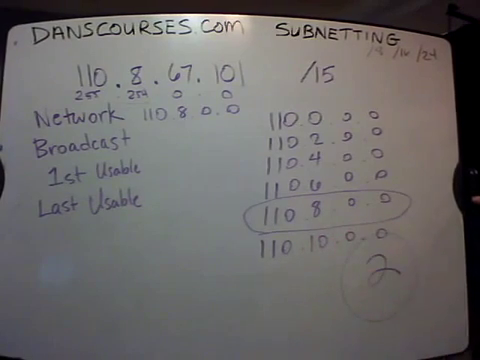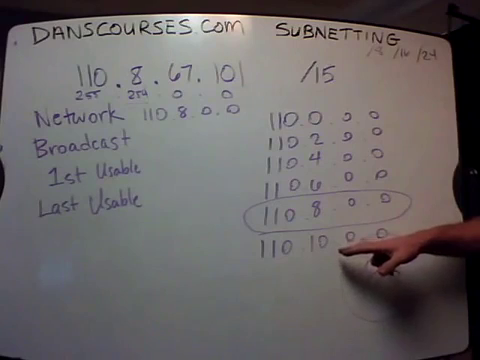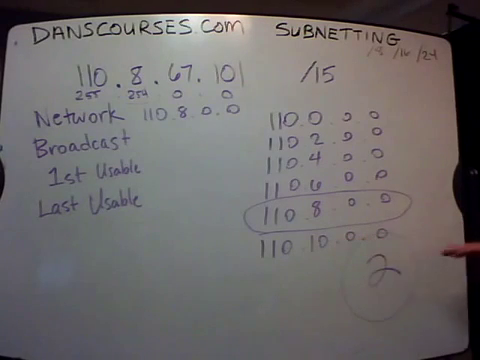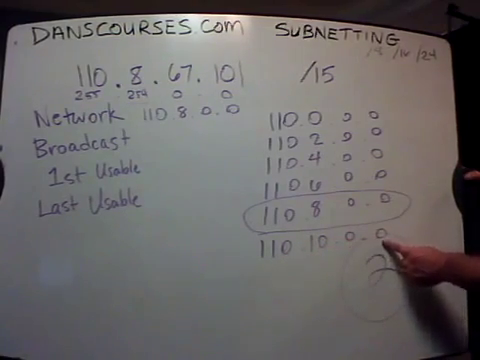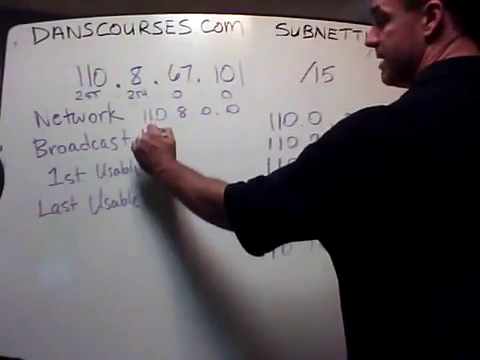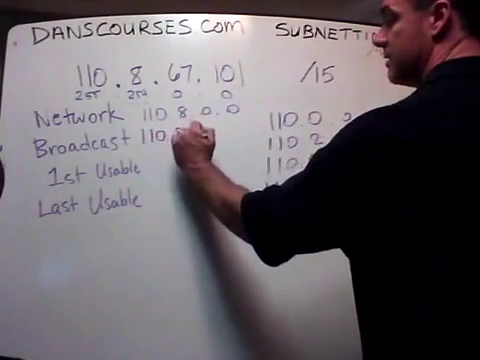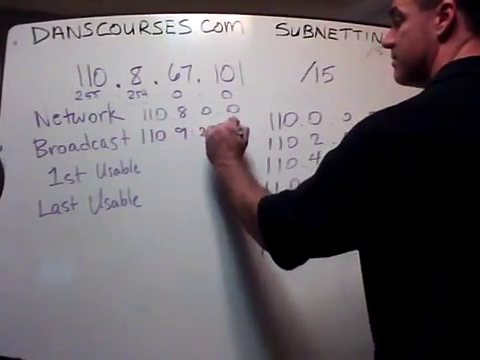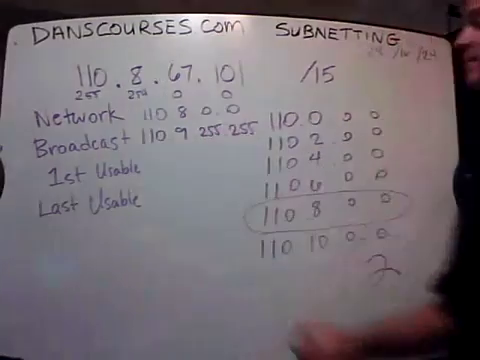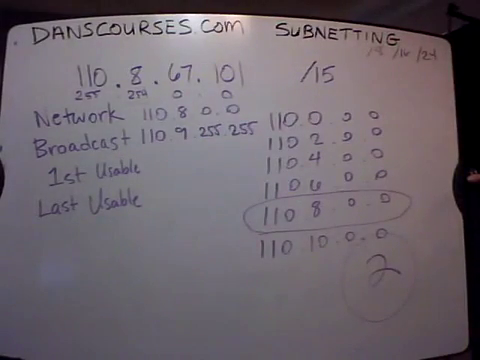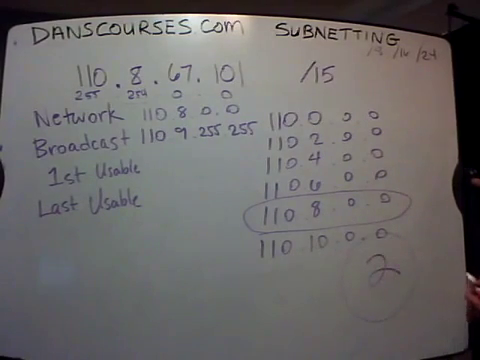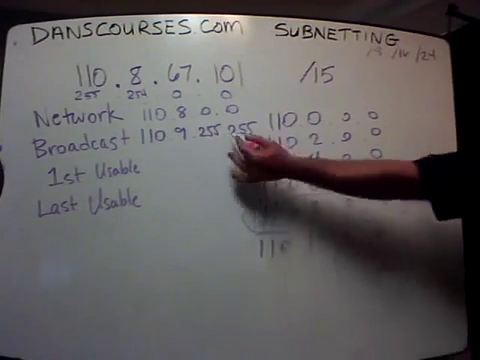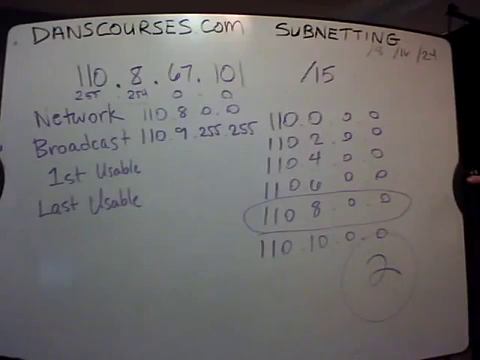Now the next network is going to be 110.10.0.0. And if that is the next network, then we can extrapolate that the last address before 110.10.0.0 would be 110.9.255.255. That would be the last address before 110.10.0.0. Okay, so that's the broadcast address.